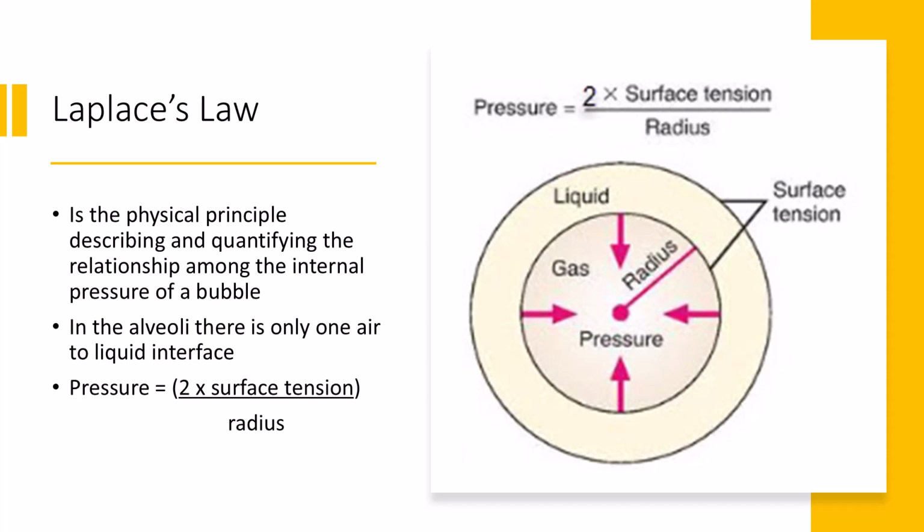Without surfactant, the high surface tension in smaller alveoli would cause them to collapse, leading to atelectasis, in other words, alveolar collapse, and impaired gas exchange. In essence, surfactant's ability to reduce surface tension is vital for balancing the pressures in alveoli of different sizes, ensuring that they remain open and functional. This is particularly important during the breathing cycle, as alveoli expand and contract. By mitigating the effects of Laplace's law, surfactant helps maintain lung compliance, prevents alveolar collapse, and supports efficient gas exchange, which is essential for healthy respiratory function.